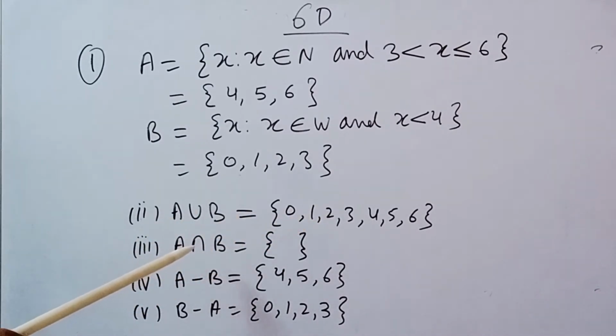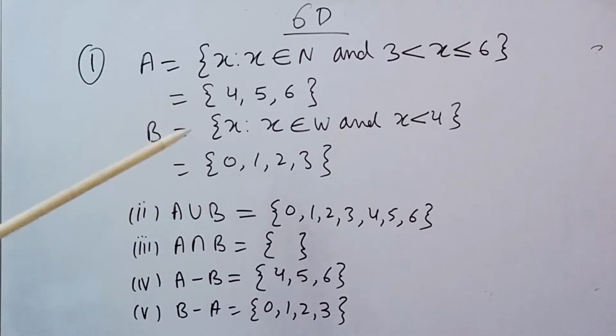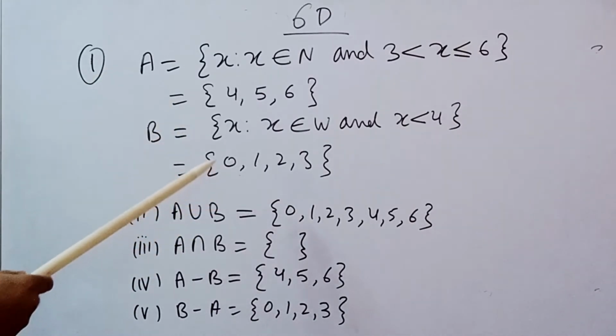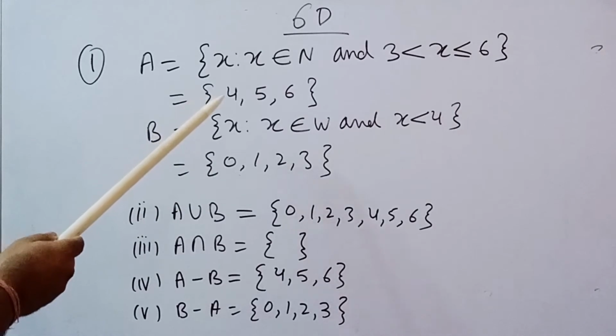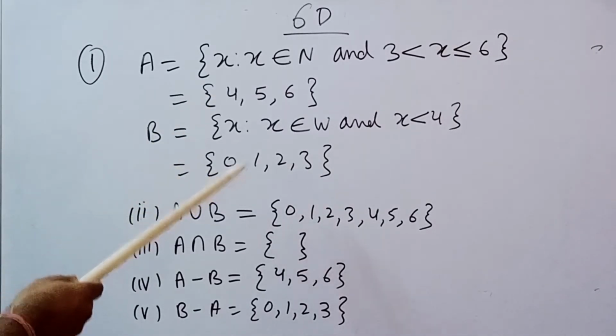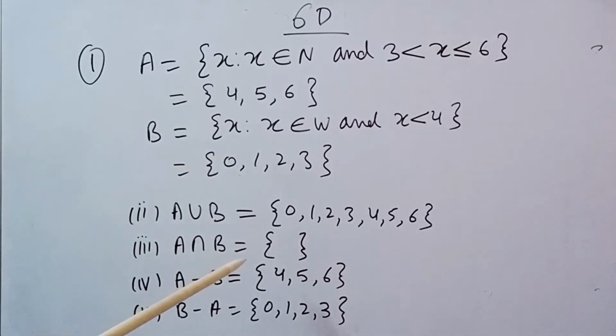A intersection B is what? The elements that are common in both A and B sets. When we see that 4, 5, 6 is in A and 0, 1, 2, 3, 4 is in B, there is no common element, that is the null set.